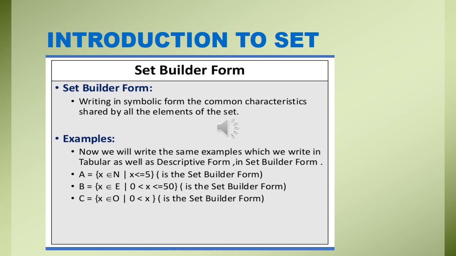So you have to start from 1 and you have to write all the odd numbers. You can use dots. This shows it. There are infinite odd numbers. So you have to write 1, 3, 5, 7 and dots. Clear? Getting my point? Now all the 3 forms are clear to all of you: listing form, descriptive form and set builder form.